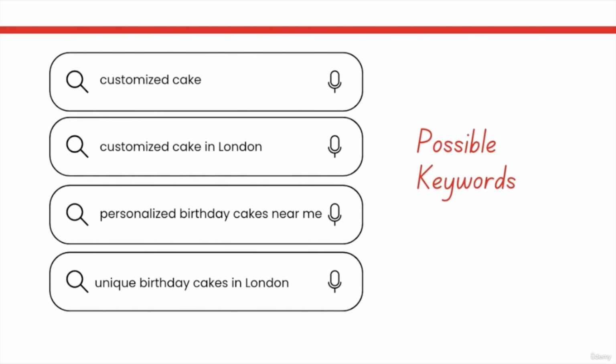For example, in the customized cake in London scenario, they could type in customized cake, or customized cake in London, or personalized birthday cakes near me, or even unique birthday cakes in London. As you start to research keywords, it is critical to put yourself in your customer's shoes and ask yourself, what would they search if they were looking for my content?